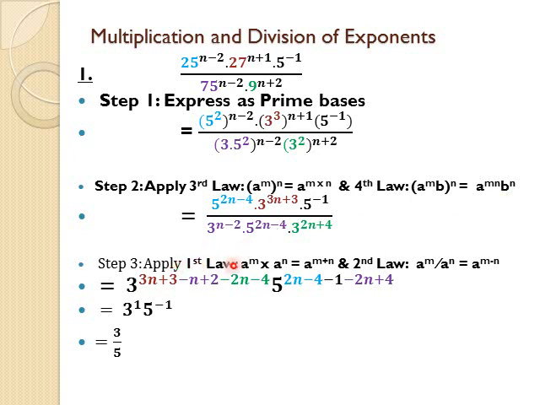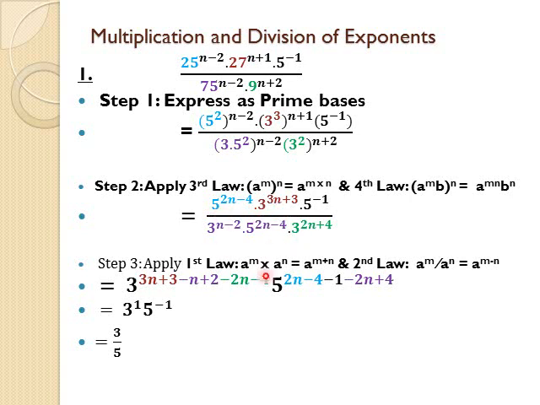Right, and then we apply law 1 and law 2 together. So I'll start with base 3. Everything on top is written as it appears. So I have 3 to the power 3n plus 3. If I come below the division line, I change the signs, because the second law states I must subtract. So the positive n becomes negative n, negative 2 becomes plus 2, 2n becomes negative 2n, plus 4 becomes negative 4. So that's all the base 3's.